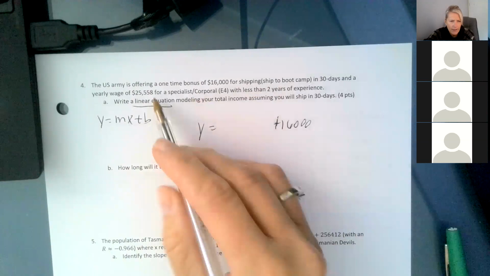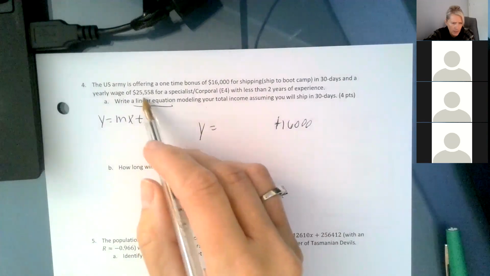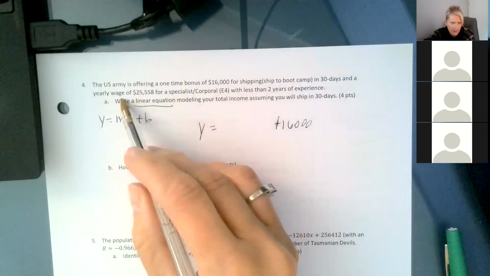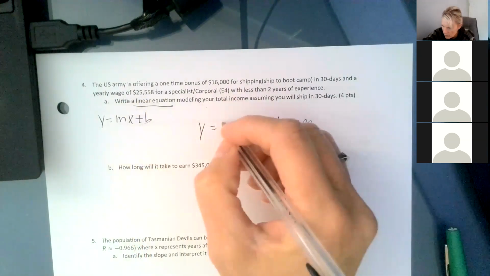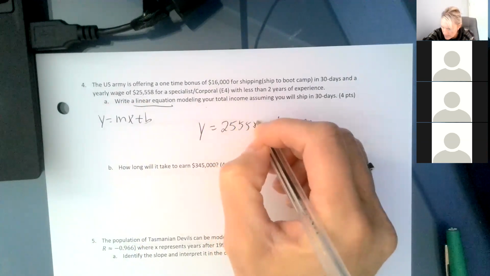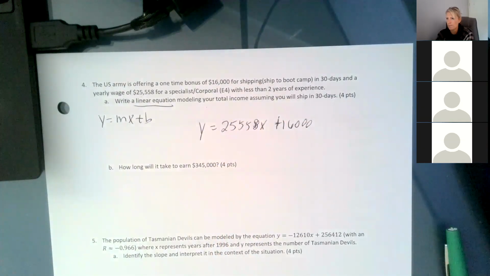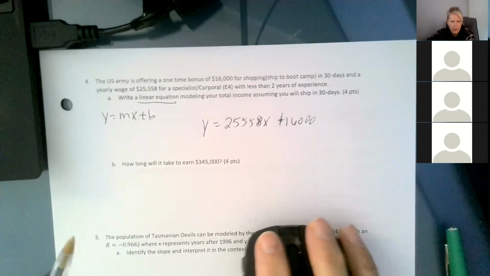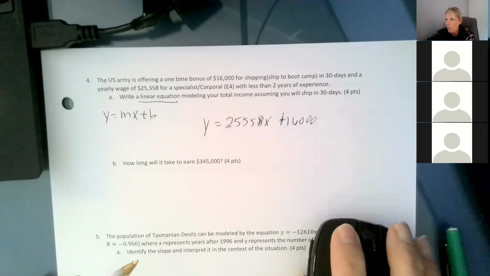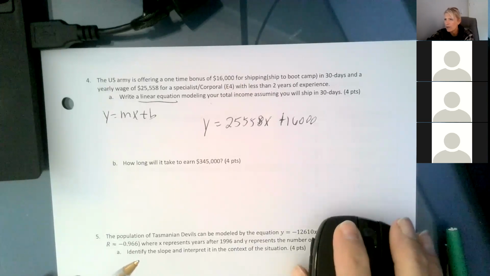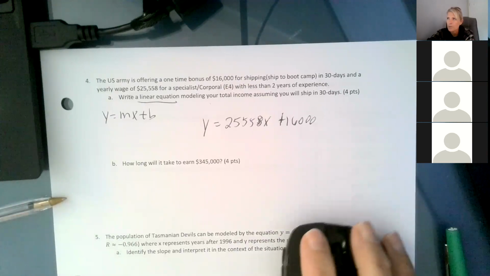And then every year, so the total amount that they're going to earn is going to be based on the number of years, because it says the yearly wage is going to be this 25,558. So 25,558 times the number of years that they work. Then it says, how long will it take to earn 345,000? So 345,000.